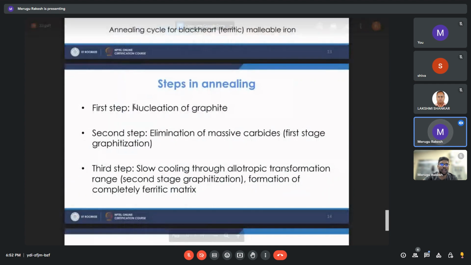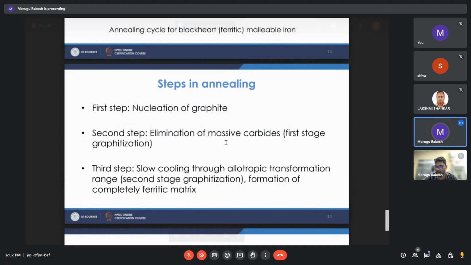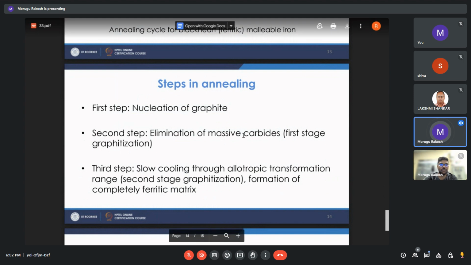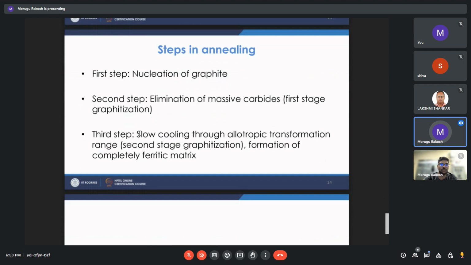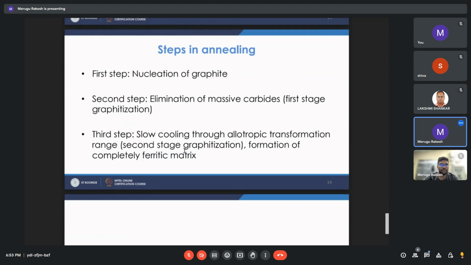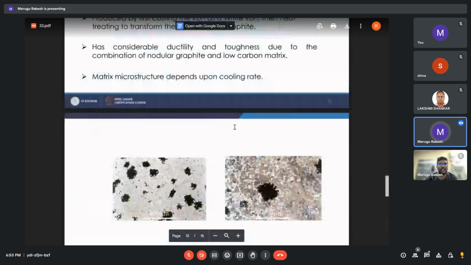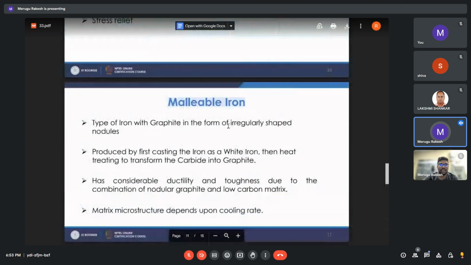Initially the graphite gets nucleated. Second is elimination of massive carbides. These carbides, cementite Fe3C, will break down into 3 Fe plus carbon. That is how it breaks down. Then the third step is slow cooling through the allotropic transformation range, the formation of a complete ferritic matrix, which is soft, along with graphitization. So we get malleable cast iron, which has good ductility and good toughness.